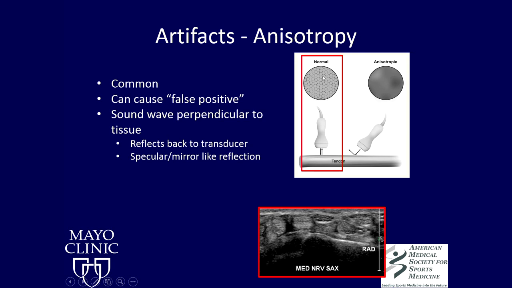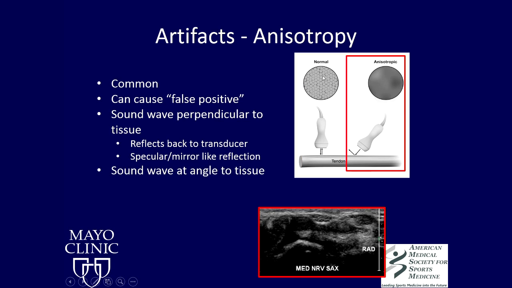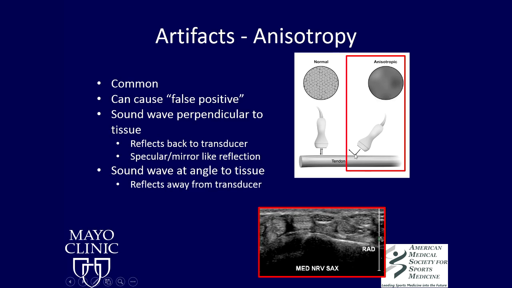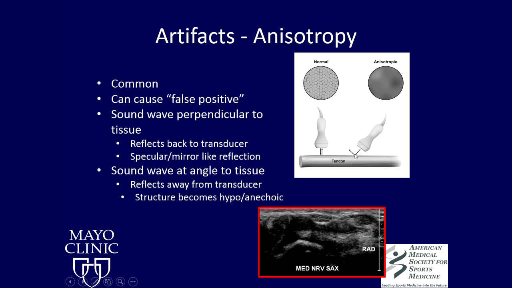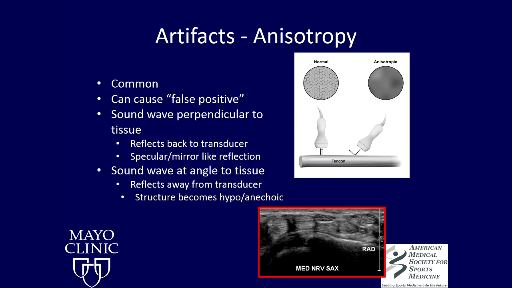Whereas if the sound wave hits the structure of interest at an angle, a lot of the sound wave that reflects is going to reflect into the distance. Since it reflects away from the transducer, the transducer doesn't even know there was a structure there, and so that area is going to be hypo or anechoic because it doesn't detect anything.